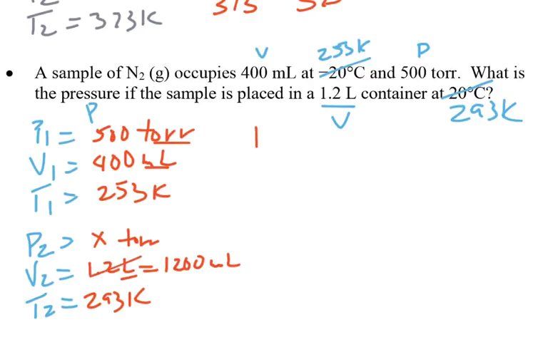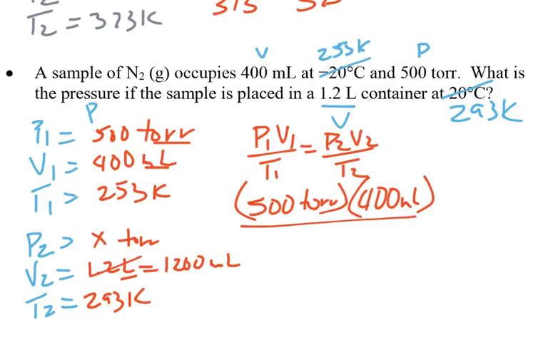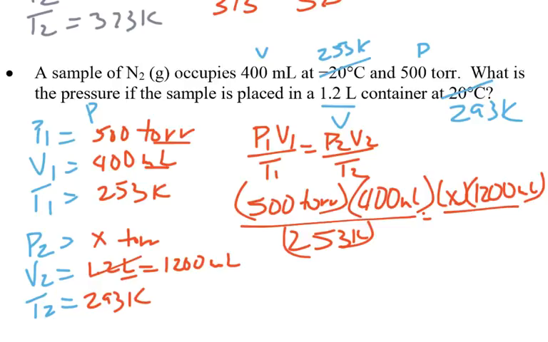So we're taking the equation P1 V1 over T1 equals P2 V2 over T2, and I'm going to substitute in. So 500 torr times 400 milliliters over 253 Kelvin is equal to X times 1200 milliliters divided by 293 Kelvin. Okay, I'm going to cross multiply.